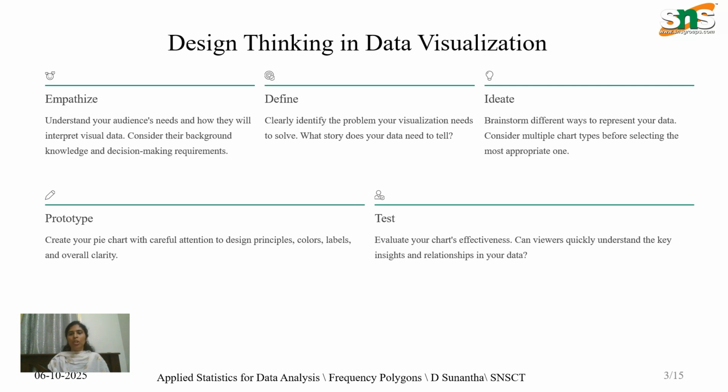Next is an idea part, in which we brainstorm different ways to represent your data. Here we are going to consider multiple chart types, selecting one appropriately. Next one is a prototype part in which we will create a pie chart which will be useful for visualization of the data. Next is a testing part. We will evaluate the accuracy and the things incorporated in the pie chart against consumer needs, so that if it is appealing and understandable to the customers, then we will follow the same data type, or otherwise we will repeat the process again.